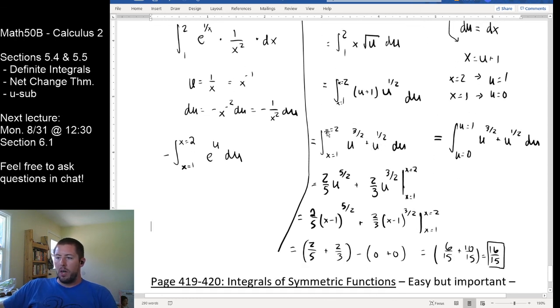So notice that this one requires us to pop back into x-land, but it didn't require us to change our bounds of integration. This route requires us to change our bounds of integration, but now 100% of the problem is in u, so you can just wrap up in u-land. You're still going to get the 16/15. You're just never going to see another x for the rest of the problem.